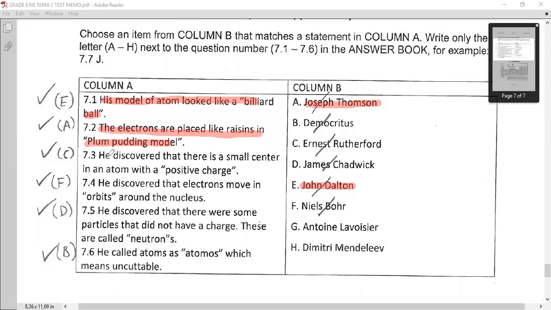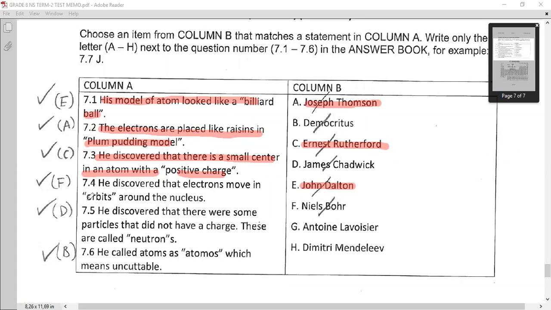7.2a. 7.3, he discovered that there is a small center in an atom with a positive charge. 7.3 is Ernest Rutherford. Rutherford's gold foil experiment. I explained this. I didn't go into details. What we need to know is that he discovered that there's a small center in the atom with positive charge, and it's very small compared with the actual size of the atom, where you can see the electrons moving. That's what we call the nucleus. He discovered the nucleus actually.